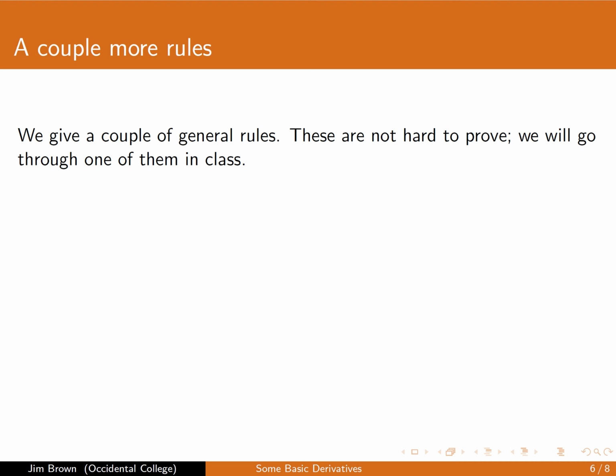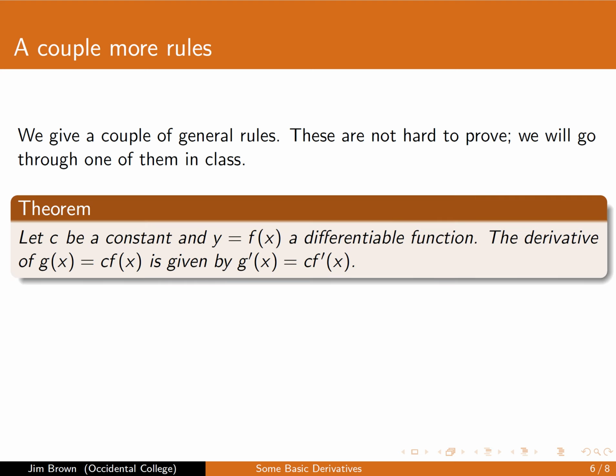So I'm going to give some general rules here. I'll go through one of these in the lecture to show why it's true, but none of them are very hard to prove. If I have a constant and a function, and I look at the function formed by taking that constant times the function, so maybe my constant is just 2, and I multiply my function by 2, the derivative of that is the same thing as just taking the derivative of the original function and multiplying it by that constant.